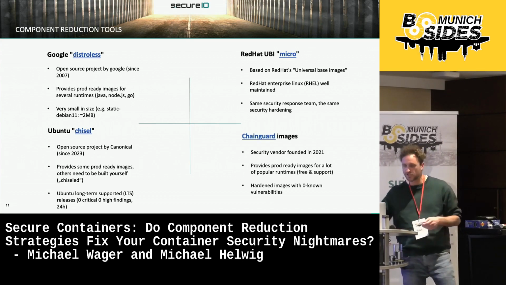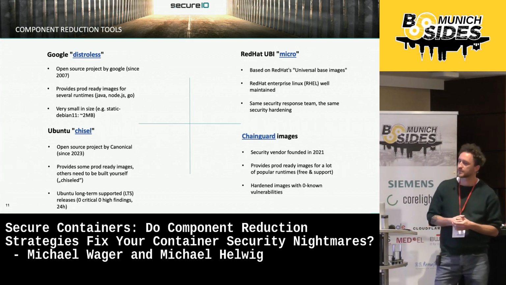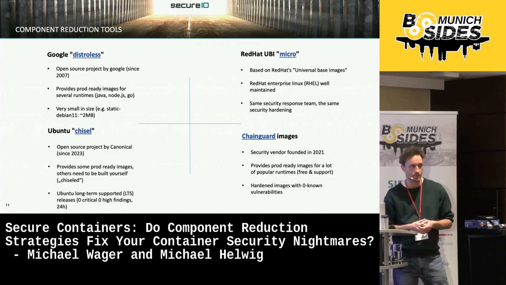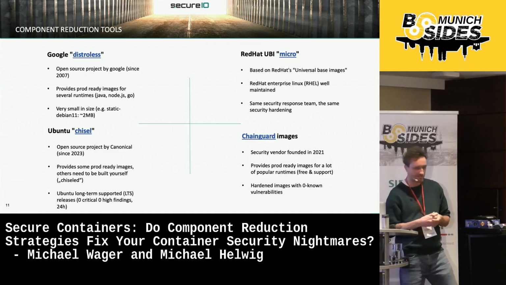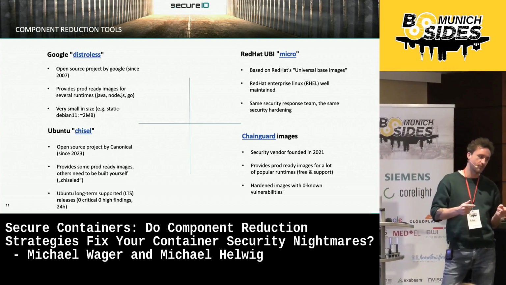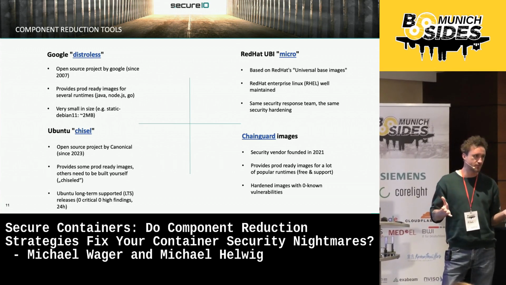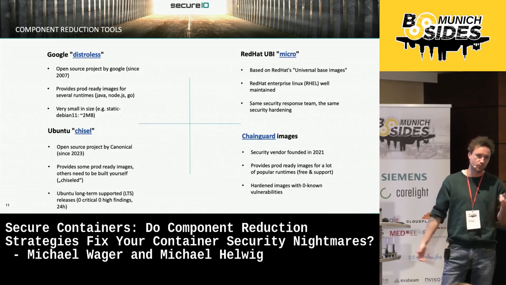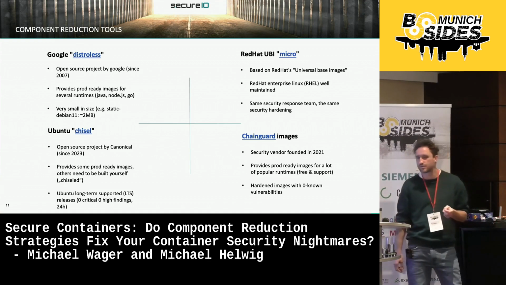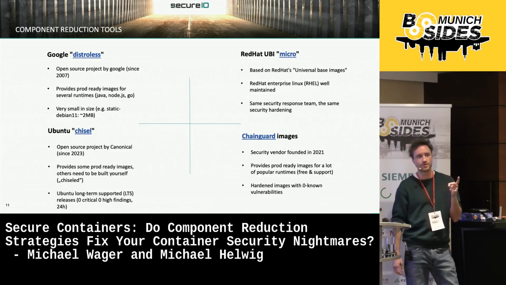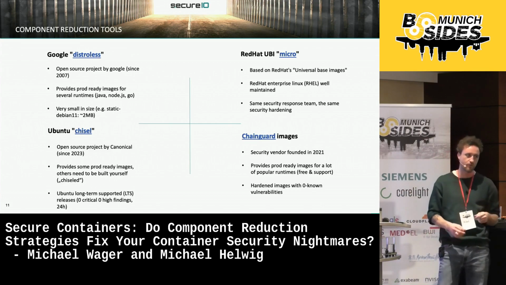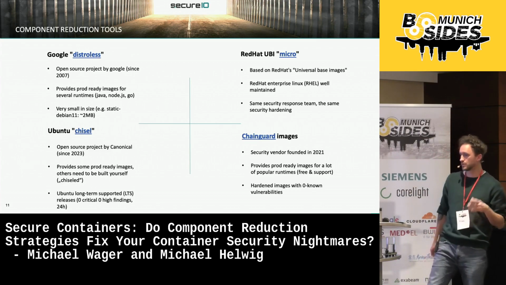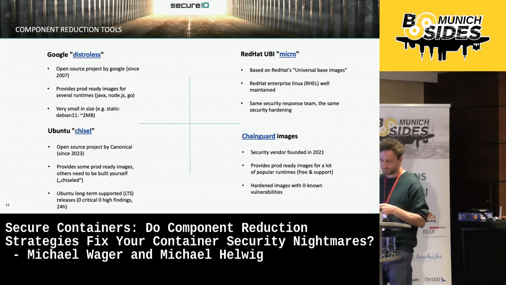And finally, we have ChainGuard images. So ChainGuard is a security vendor founded in 21. And the interesting thing here is that they're providing images for all runtimes, even maybe not so popular ones like Ruby or PHP. And also they really have zero vulnerabilities for all the runtimes they provide. So we'll present that in a second.